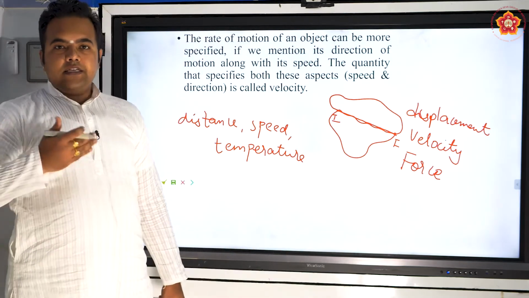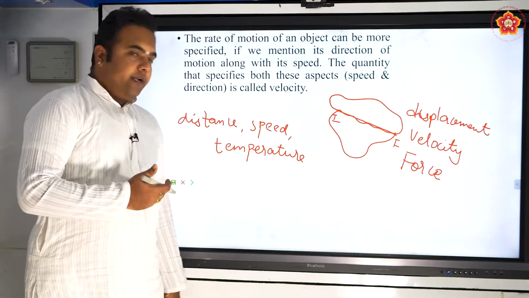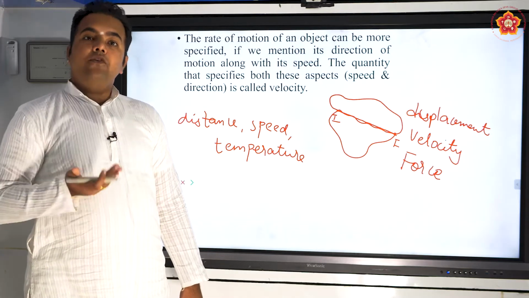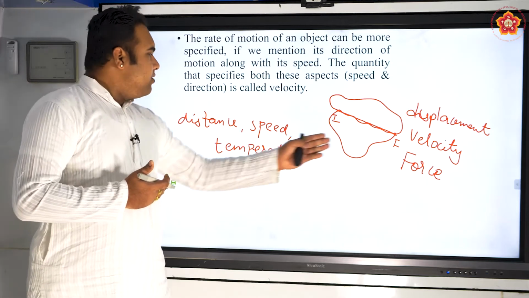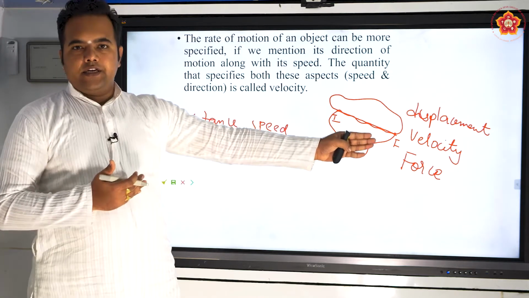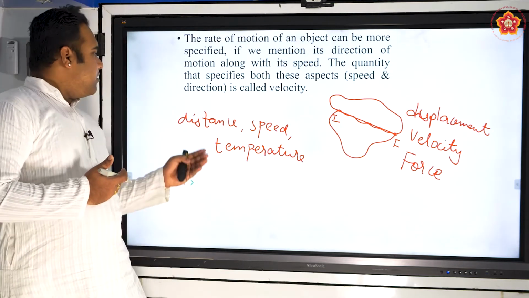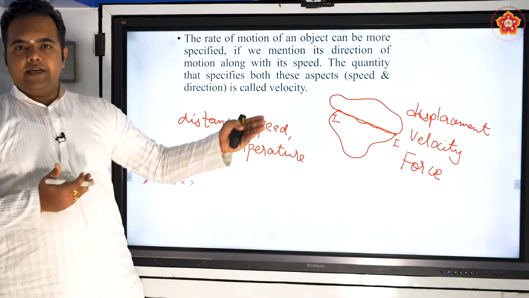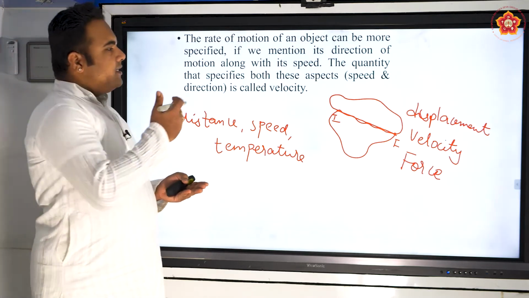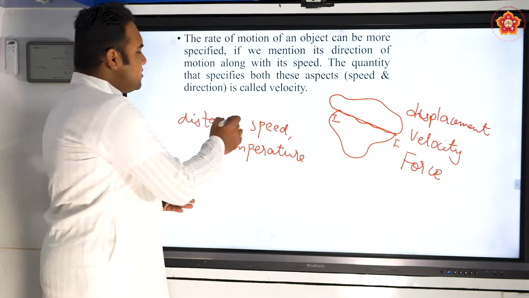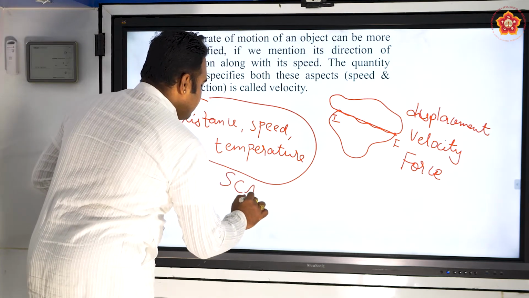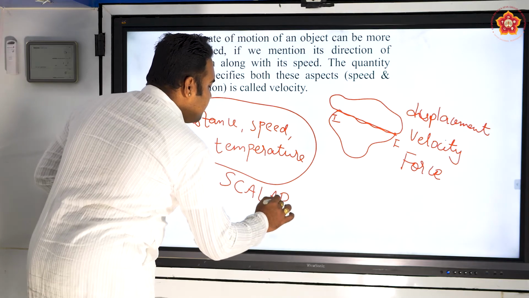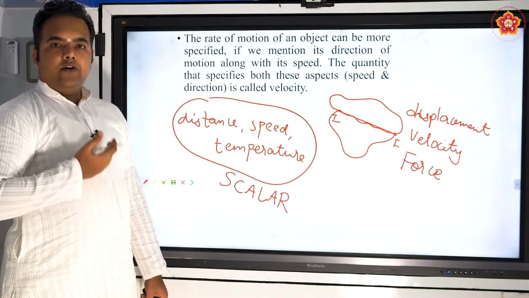Velocity, the rate at which the distance is changing and in what direction. So therefore, velocity we can think of as speed plus direction. Displacement we can think of as distance plus direction, and so on. So this is the main difference between these quantities. All these are called scalar quantities. Of course, more of this will be discussed in your higher classes.